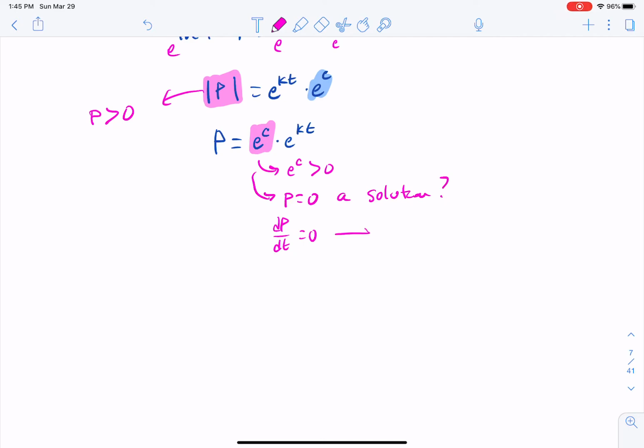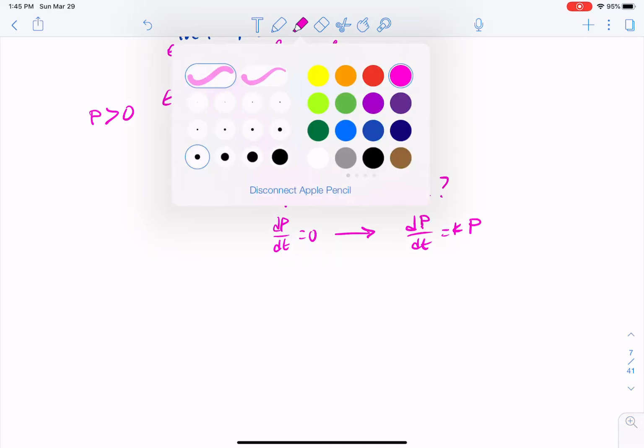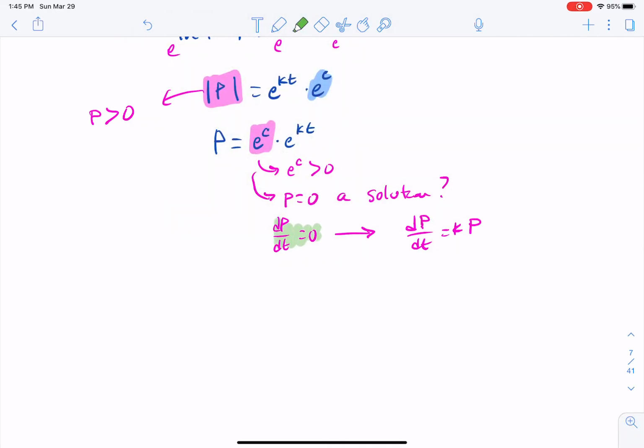And now we plug both of these things into our differential equation. dP/dt is equal to kP, and then check to make sure that that solution works. So in the place of dP/dt, we will put a 0.